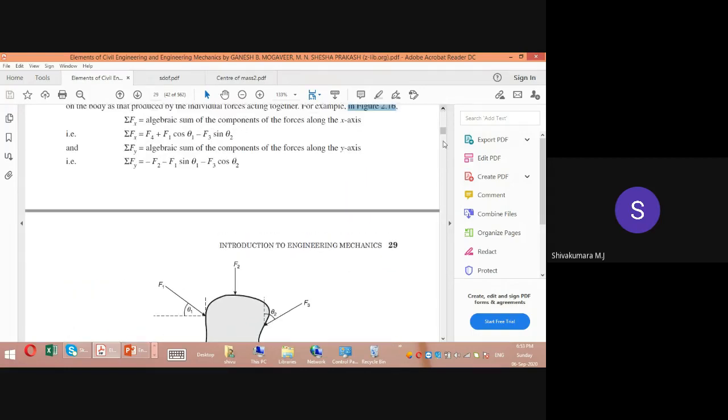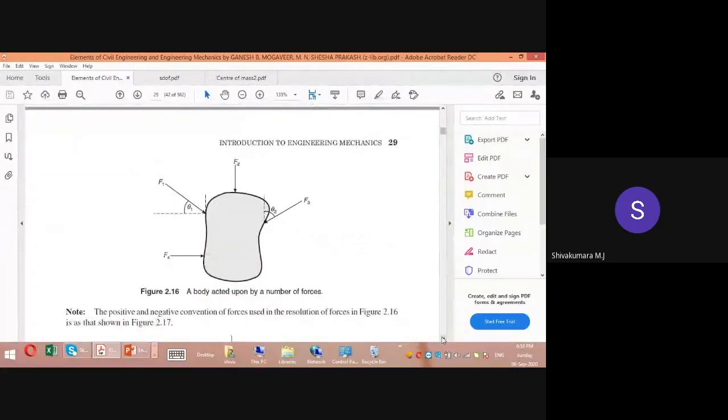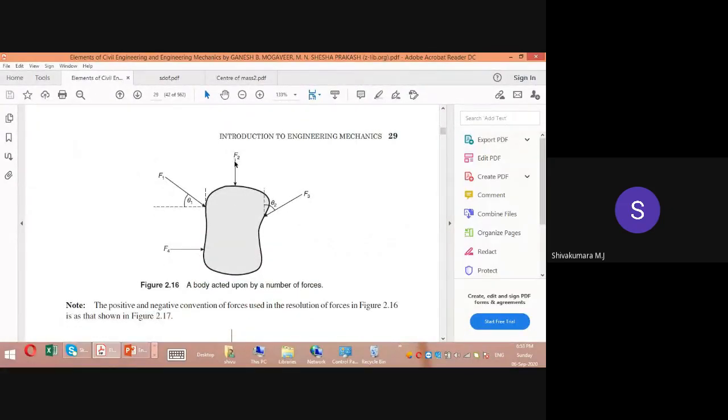So that is the procedure for replacing the system with a single force. This is F2, which is acting truly vertical, not necessary to resolve. F4 is acting truly horizontal, not necessary to resolve. There is F1, which is acting at an angle of theta 1 with respect to horizontal, and F3 acting at an angle theta 2 with respect to vertical. So these two forces we need to resolve. So F1, if we resolve, what will the horizontal component be?